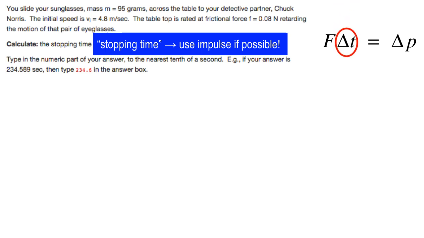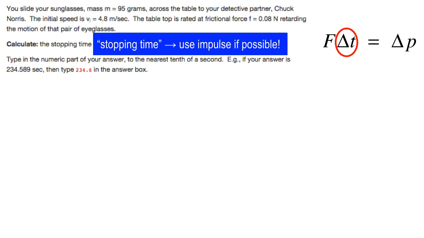Our target in this equation is delta t, which for us will be a stopping time. It doesn't have to be a stopping time, but for us, I've styled this problem as a stopping time problem. Now, you can use the impulse equation if you're studying the momentum state of the moon on its orbit, and that has no stopping time. It's in continuous motion on its elliptical orbit. It's a difficult problem, but astronomers and scientists have been doing it a lot. But for us, it's a stopping time problem.